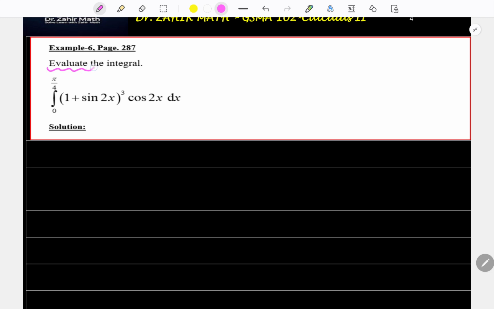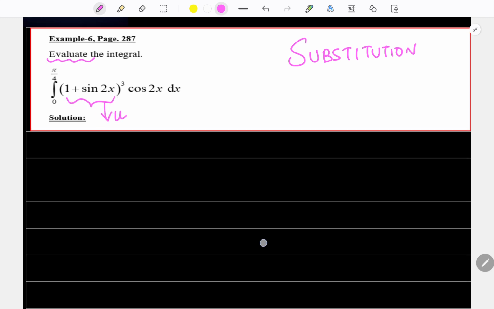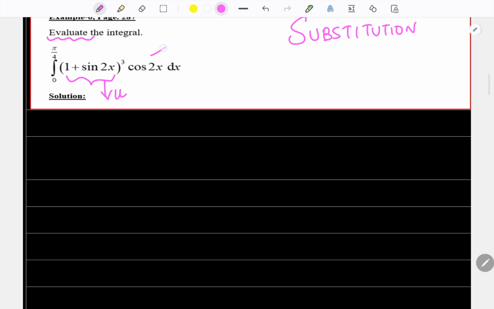Evaluate the integral, okay? It's a trigonometric function, right? So the integral from 0 to pi by 4 of (1 plus sine 2x) whole cube times cosine 2x dx. Again, I'm going to use the substitution method. Okay, right. So the one which is very difficult is this one, so I'm going to call it u. Why are you going to call this u, why not this, teacher? Because it is inside power 3, see? So it is very difficult to integrate.